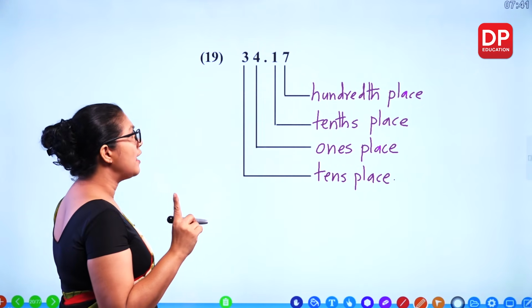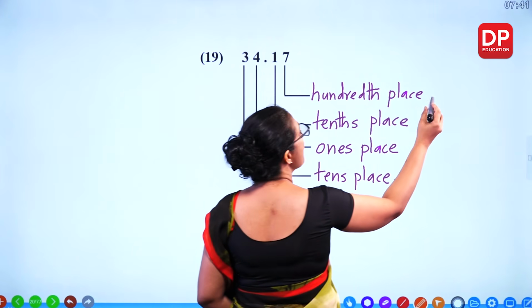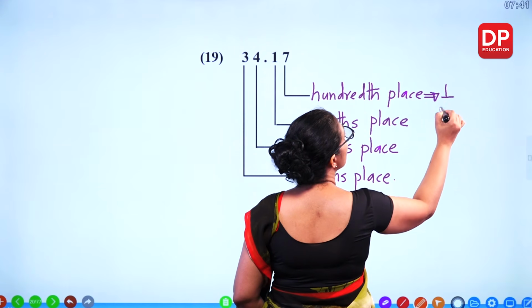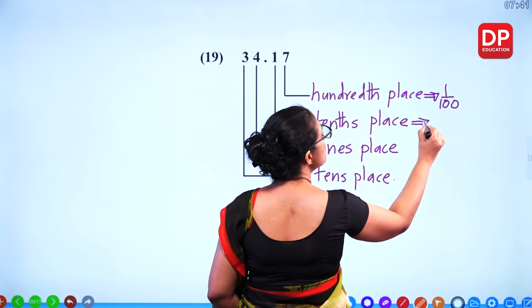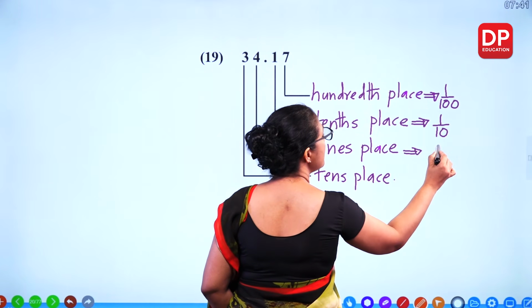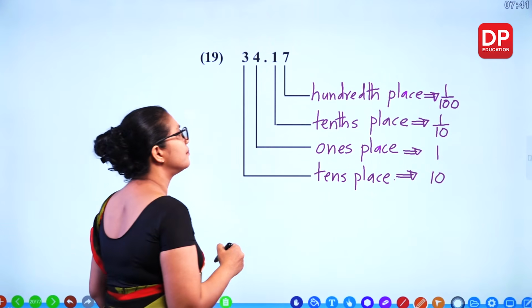If you take the value wise, hundredths place means 1 over 100. Tenths place means 1 over 10. Ones place means 1. And tens place means 10.